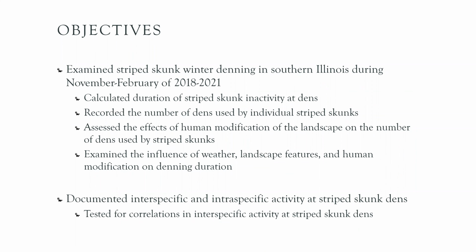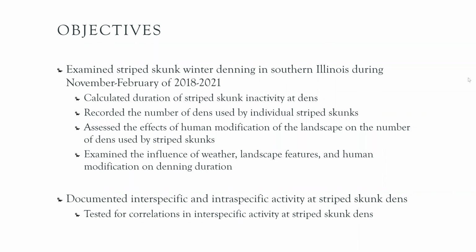And thus the objectives of this study were to examine striped skunk winter denning behavior from November to February of 2018 to 2021. Specifically, I focused on the duration of striped skunk inactivity at their dens, the number of dens that an individual was using. I tested for effects of human modification on the landscape on the number of dens that striped skunks used, and also tested for the influence of weather, landscape features, and human modification on denning duration.